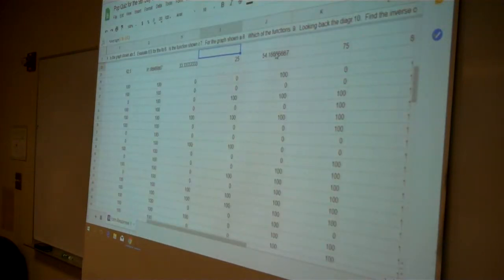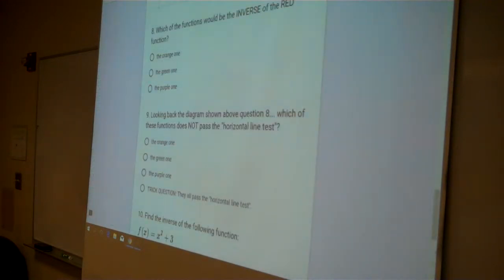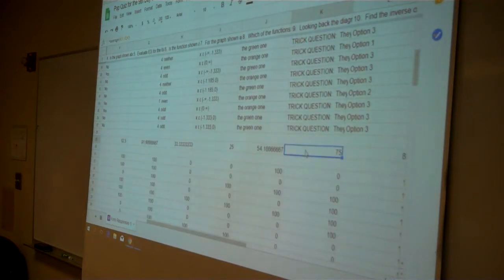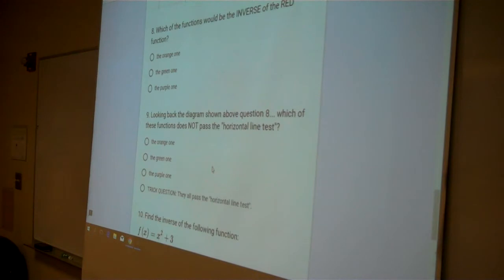Hold on. Was that question 9? Yeah, 9. All right, so that was the right answer. And 75% of you took it, which is awesome. All right, and then the final question, question 10. Find the inverse of the following function.